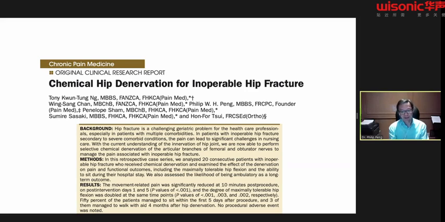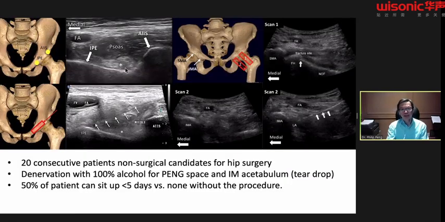And yes, we put the alcohol here in the Peng area, but we also put one in the inferomedial acetabulum, because we cannot inject 20 cc. We inject a much smaller volume, so we need to have an additional needle at the iliopubic eminence. And within 5 days, 50% of them can sit up. It's very dramatic, because if they can sit up, they can have lunch and dinner. They don't aspirate. They rarely have bed sores.